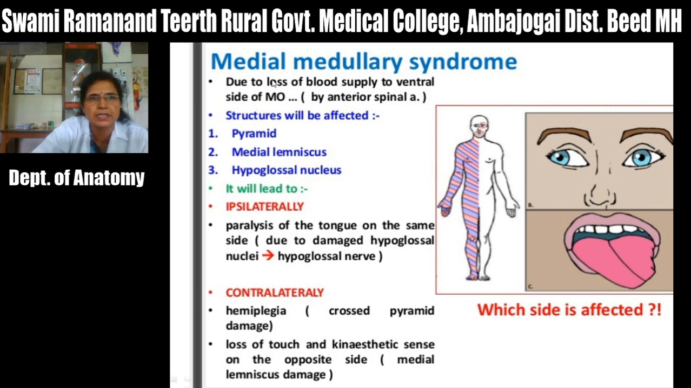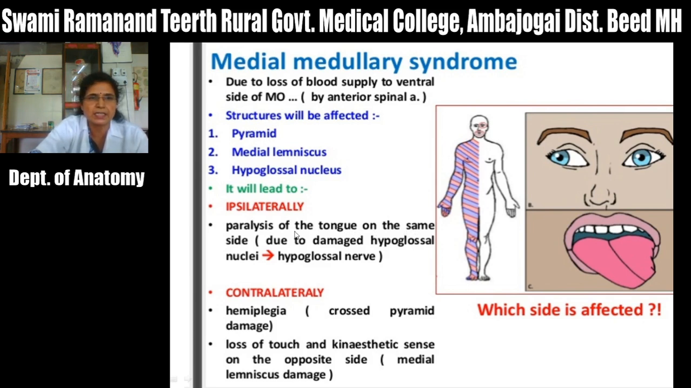So first, the cause of medial medullary syndrome is loss of blood supply to the ventral side of the medulla, that is a lesion in the anterior spinal artery. Which structures are damaged? The pyramid, which is present most ventrally. The next structure is the medial lemniscus, and the next is the hypoglossal nucleus. Damage to these structures leads to signs and symptoms: there is paralysis of the muscles of the tongue on the same side.